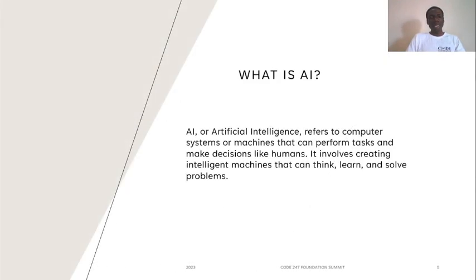So let's look at AI. ChatGPT is an AI as we have defined. Then what is AI? For our information, AI refers to computer systems or machines that can perform tasks and make decisions like humans. Human beings are intelligent, but scientists have developed artificial intelligence using machines, computers, and systems to be able to replicate what the human brain does. And that is what AI is all about.